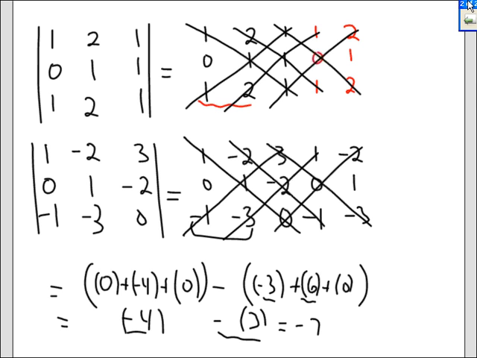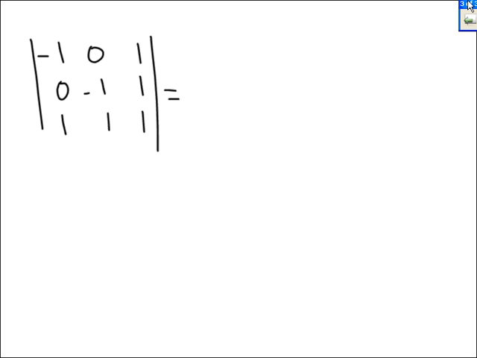Let's try one more. Repeat the first two columns at the end. Tic-tac-toe. Negative 1, 0, 1, 0, negative 1, 1, 1, 1, 1. What is the determinant of this matrix? Well, copy it down. First two columns get repeated.